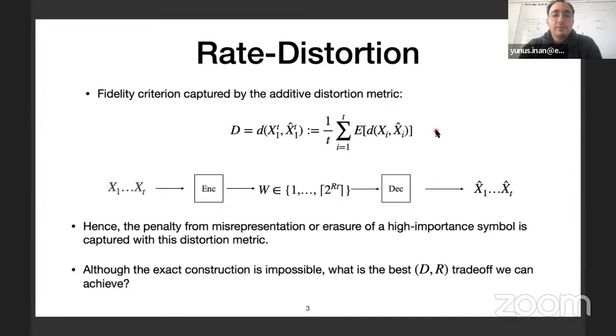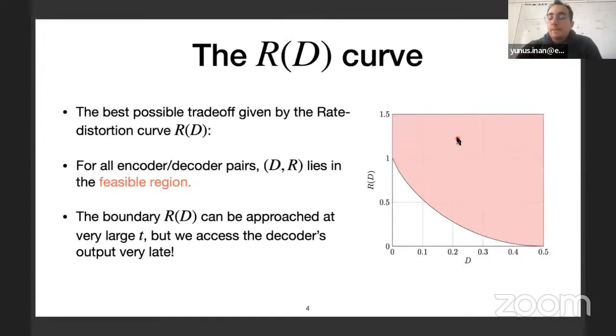To interpret this formulation, we can think of some symbols having some importance, and misrepresentation of these symbols results in some penalty. Shannon captured this fidelity criterion by incorporating the penalty of misrepresentation into this distortion metric. Again, recall that if the rate is smaller than entropy, it's impossible to reconstruct the source exactly. Hence, Shannon asked what is the best distortion and rate trade-off we can achieve when the rate is smaller than entropy. The answer is given by the rate distortion curve.